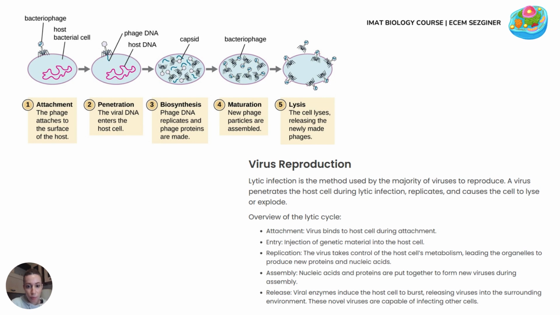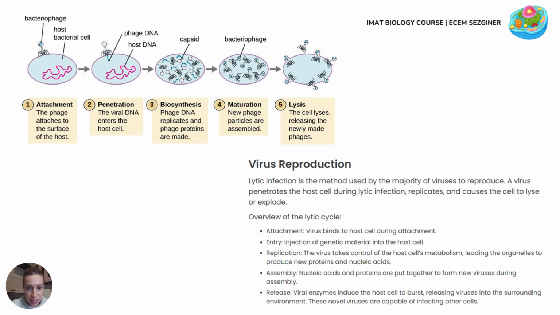For reproduction, there are actually multiple ways for a virus to reproduce, but we are going to learn about the lytic cycle because it's the most common one. The majority of viruses reproduce with lytic infection. A virus penetrates the host cell during this infection, replicates, and causes the cell to lyse or explode.